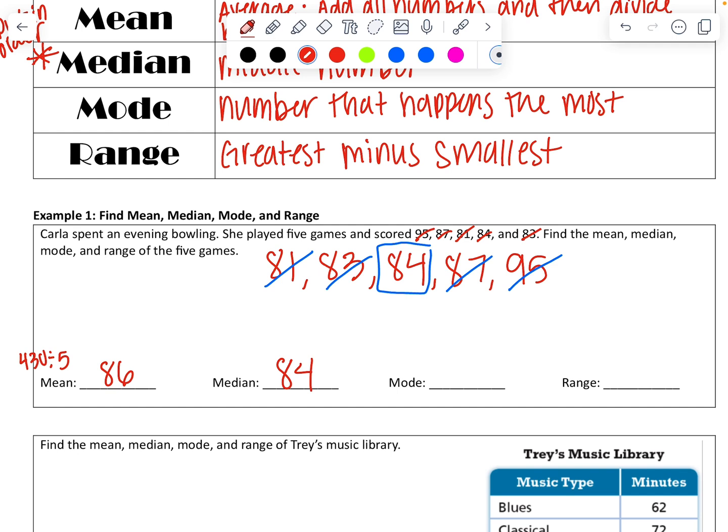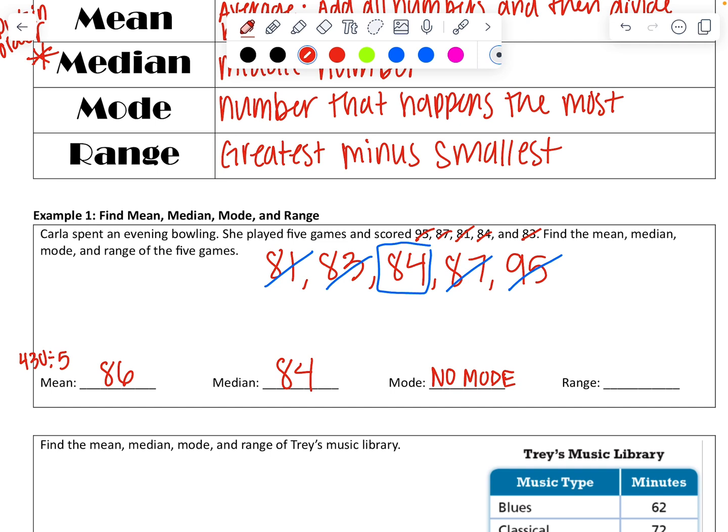Our mode, since all of the numbers happen the same amount, they all happen just one time, there is no mode. So you're going to write no mode. Don't write 0, because if there was a 0 up there, that could be the mode. You have to write no mode, or put a dash, just something saying that there's no mode. Just don't put a 0.